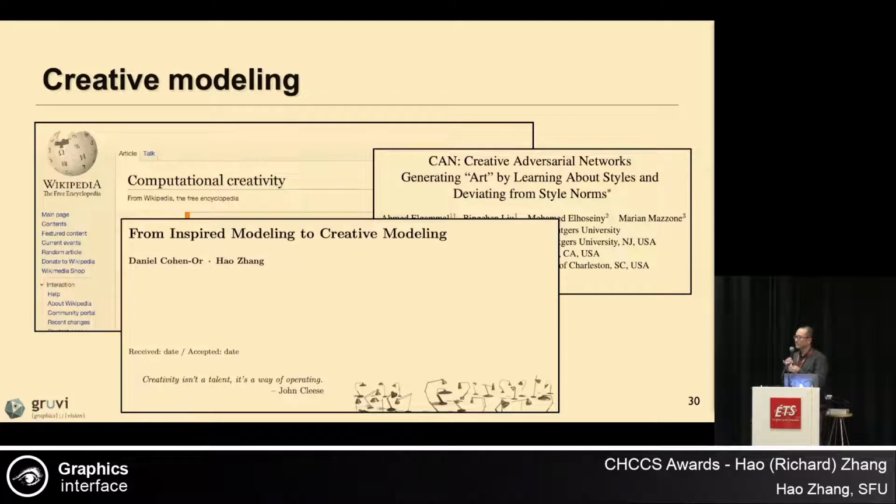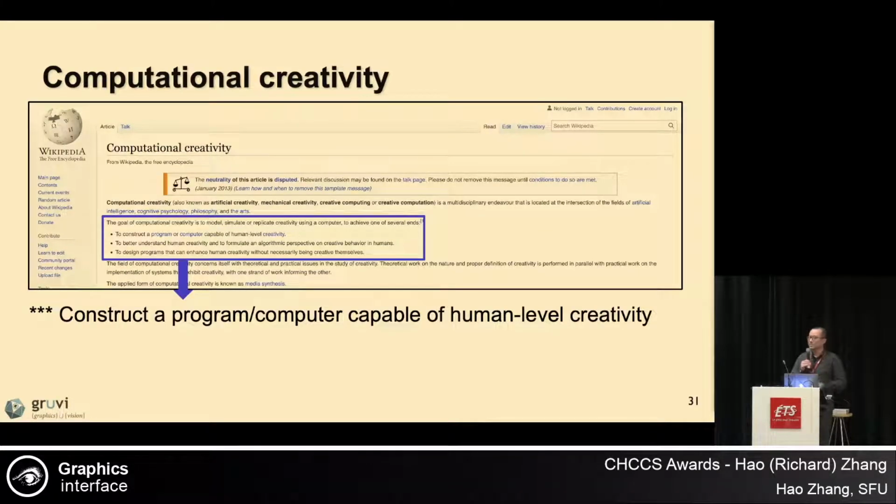So overall, the topic I want to get to is called creative modeling. There's a Wikipedia page which talks about computational creativity. There have been some attempts. My colleague and I have written a position paper about creative modeling, and to give you some hope, here is a quote. It says, "Creativity isn't a talent, it's a way of operating." Unfortunately, this was not a quote given by a Nobel laureate. This is given by a comedian. If people know the movie A Fish Called Wanda. So, computational creativity.